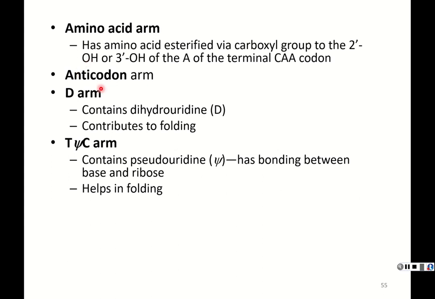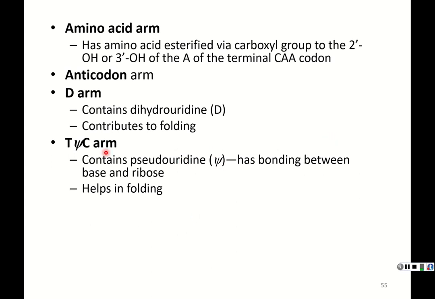You have an anticodon arm that contains your anticodon, in that two-dimensional picture that's at the bottom. There's two more pieces, a D arm and a T psi C arm. Okay, the D arm is called that because it contains dihydrouridine, which is a sort of modified base, which is abbreviated as D. This contributes to folding. The T psi C arm contains pseudouridine, another modified or special base, which is abbreviated with the Greek letter psi.